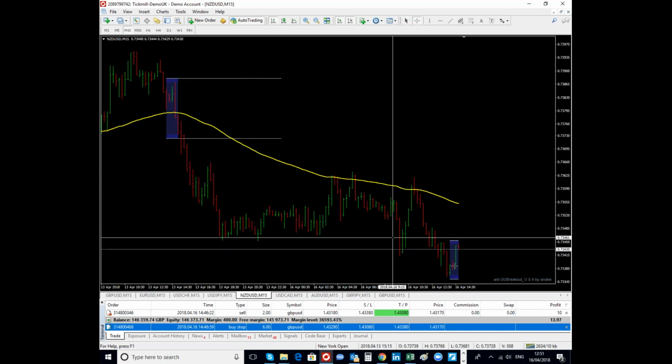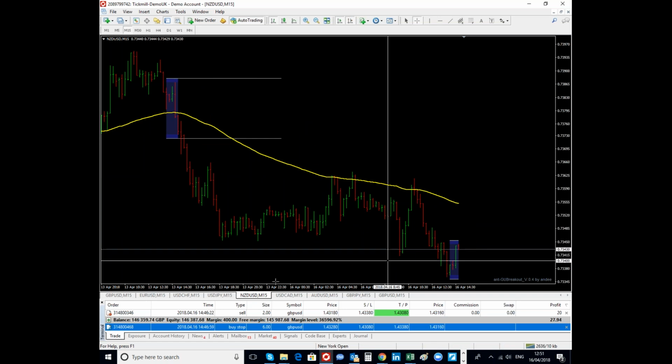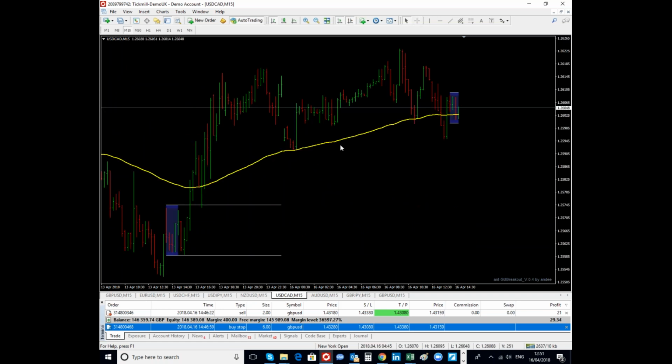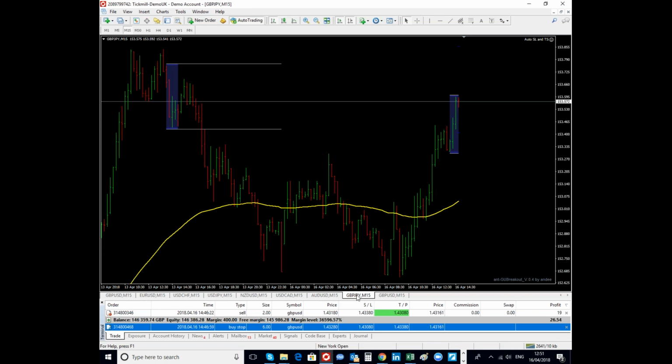New Zealand dollar again with the trend. This thing should be selling off. Dollar CAD's very rangy, as you can see. Same with the Aussie. Pound yen has got the biggest range, I believe. 30 pips, which is fine.